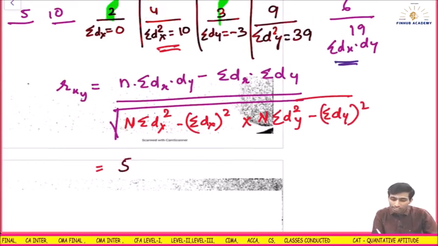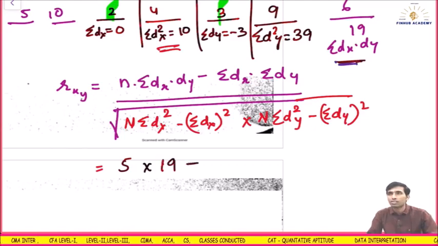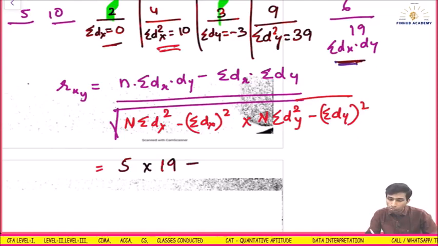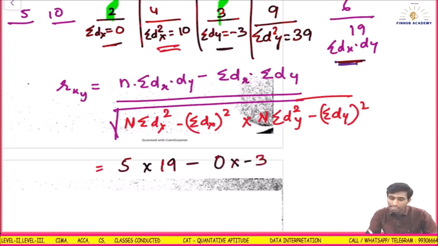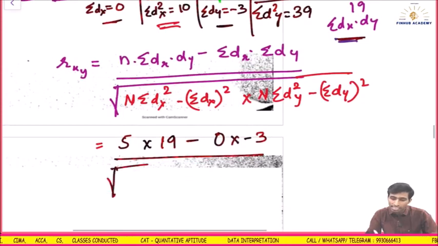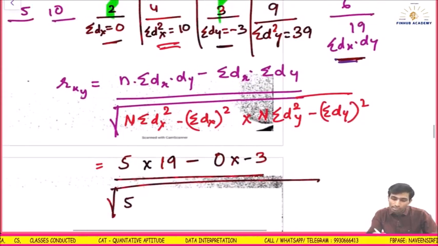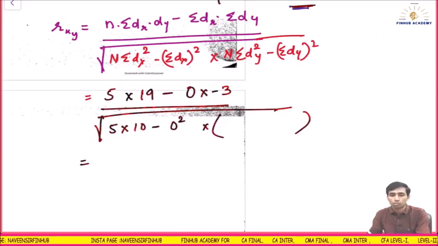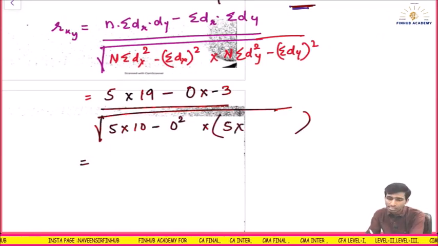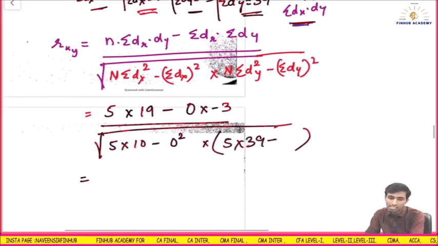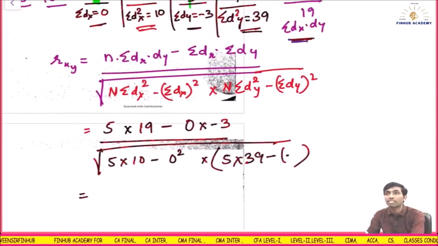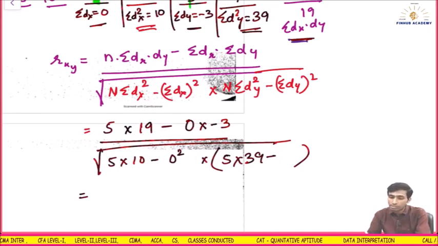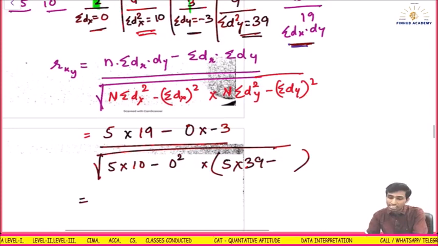See what n is: n is 5, into summation dx into dy. Dx into dy is 19. So 19 minus summation dx, which is 0, so 0 into summation dy, which is minus 3, upon under root n is 5 into summation d square x is 10, into 10 minus summation dx which is 0, so 0 square. Into, here it will be 5 into summation d square y is 39, minus summation dy, minus 3 whole square, which will be 9. Directly I will write 3 square is nothing but 9.